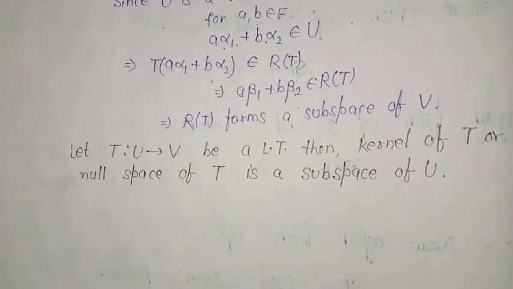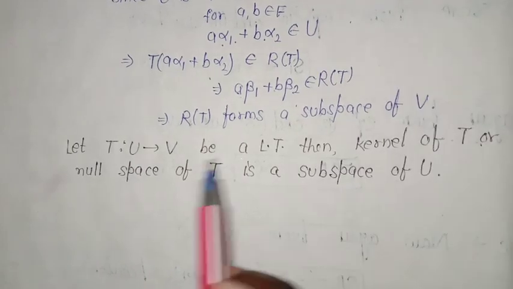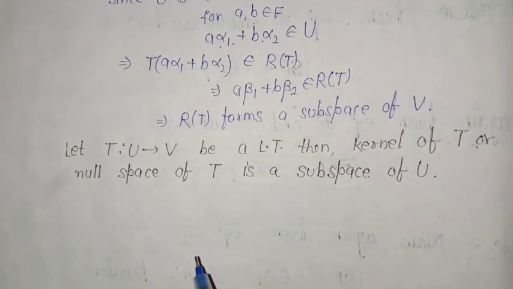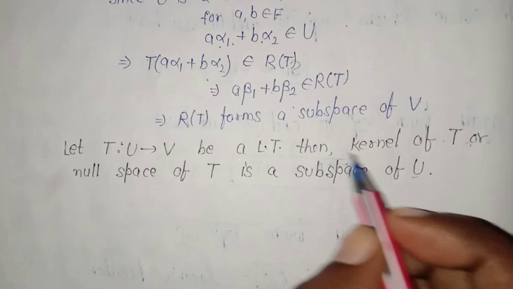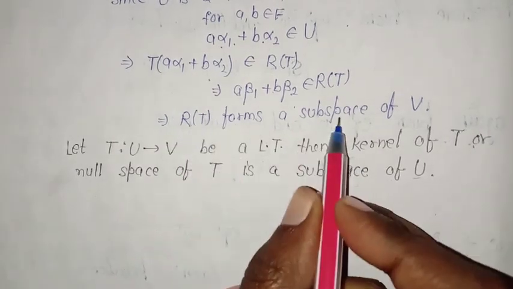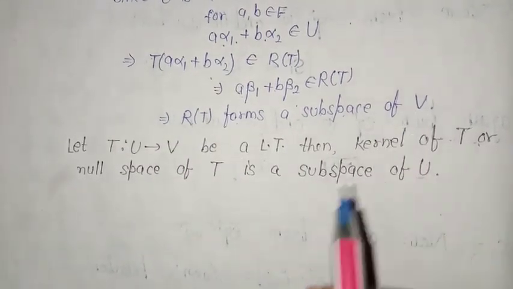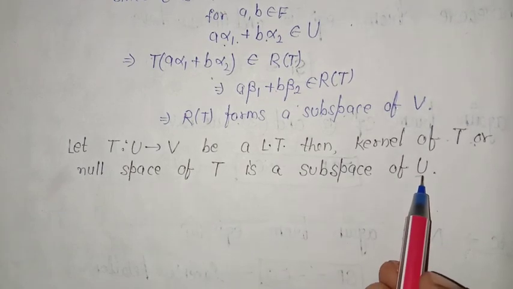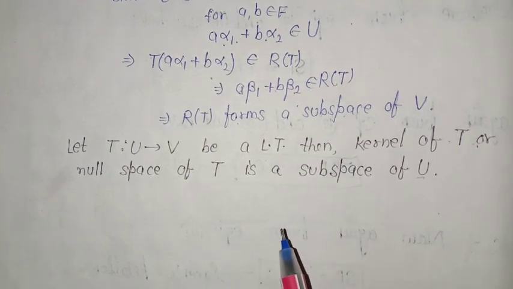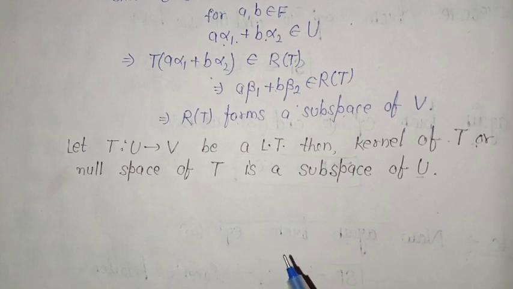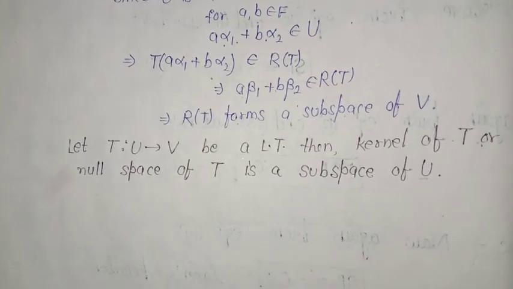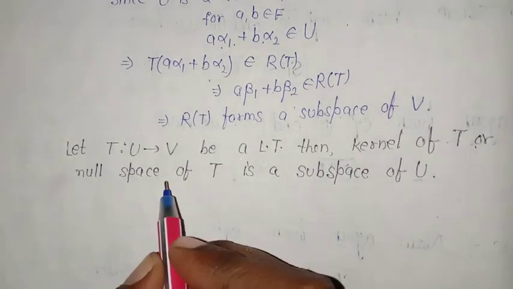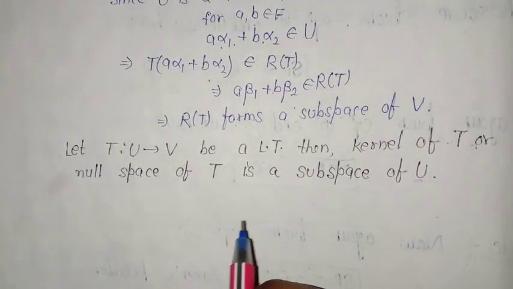Now we will show that the kernel of T, that is the null space of T, also forms a subspace of U. Remember that range of T forms a subspace of the vector space V, and null space of T forms a subspace of the vector space U. And why it is so, I will tell you at the end of the lecture. So let's do the proof of the subspace of U.